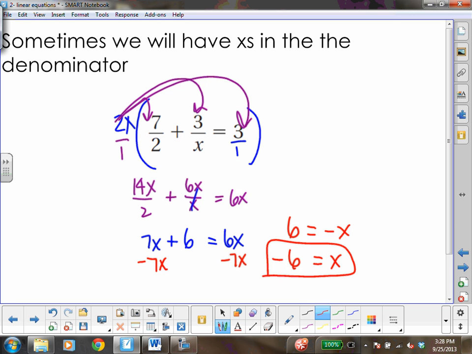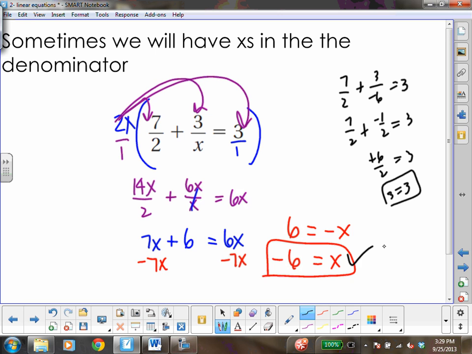And again, I want to check for extraneous solutions, so I'm going to plug x back in to make sure that it works. Now I can often do this mentally in my head. So this is 7 over 2 plus negative a half equals 3. When you're adding fractions, you only add the numerators. 6 over 2 equals 3. So 3 equals 3. Since that created a true statement, this is a valid solution.